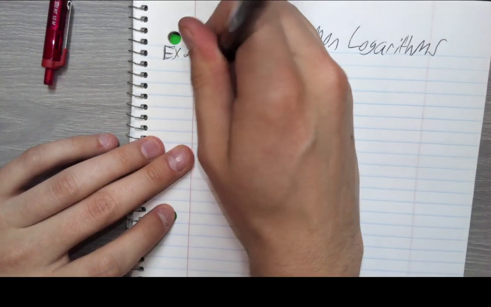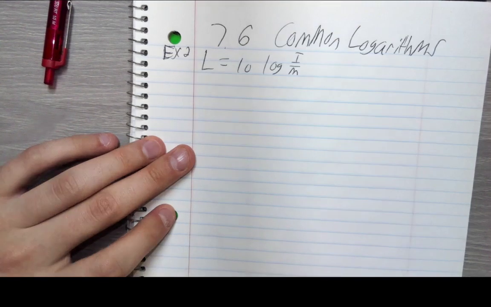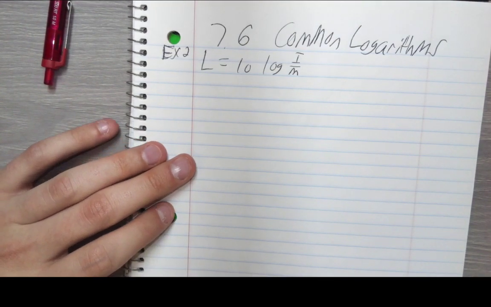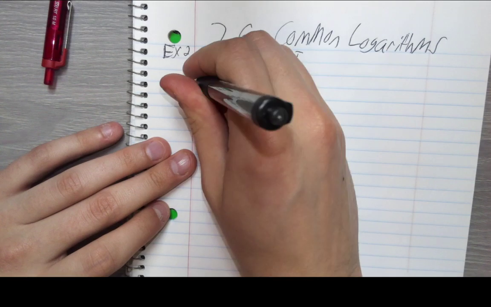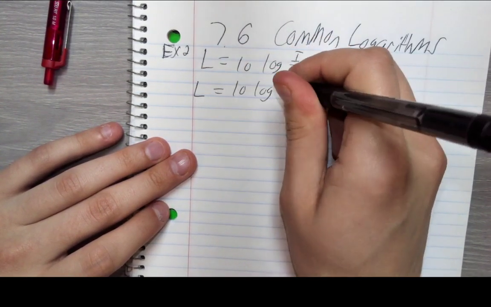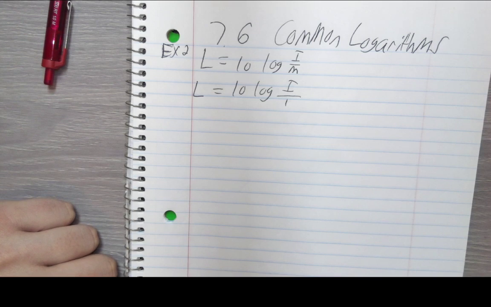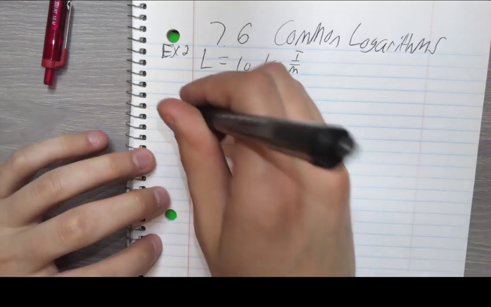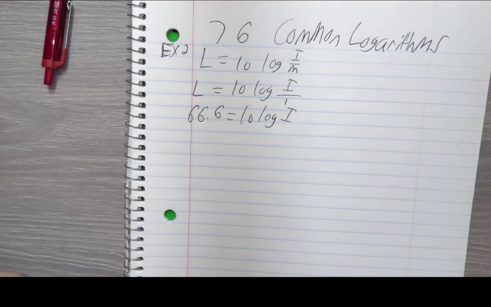So I'm given the fact that L equals 10 times log of I divided by M. That's what's given to me in the actual question. The question wants to know how many times the minimum intensity, where I is the intensity, so we're looking for I, if M is 1. So I can replace M with 1, and I just get L equals 10 log of I. But the loudness L I was given. I'm given that the music is at 66.6, so 66.6 is my loudness. So I'm left with 66.6 equals 10 log of I.